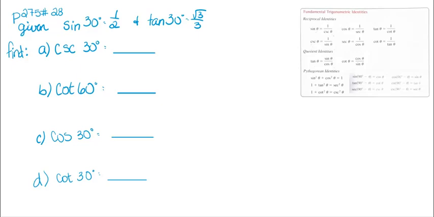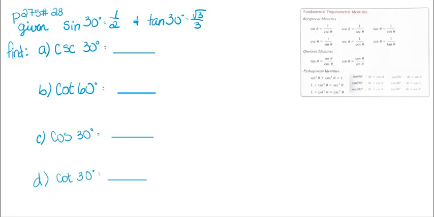So I'd like you to look in your book on page 275 at number 28. You're given the sine of 30 degrees is 1/2, which you should already know, and the tangent of 30 degrees is the square root of 3 over 3. And that's another one you need to be working on memorizing.